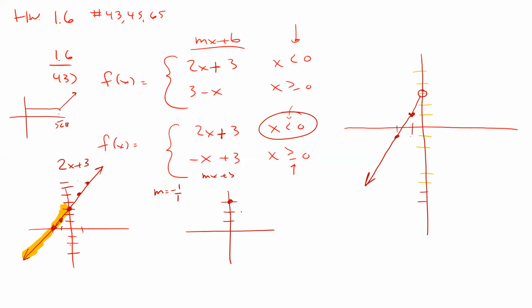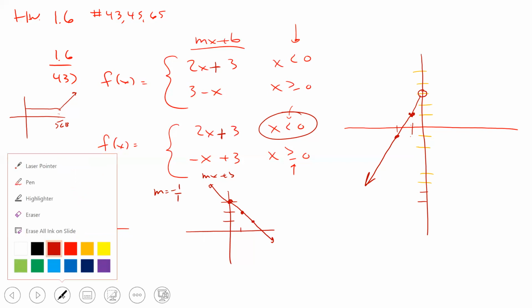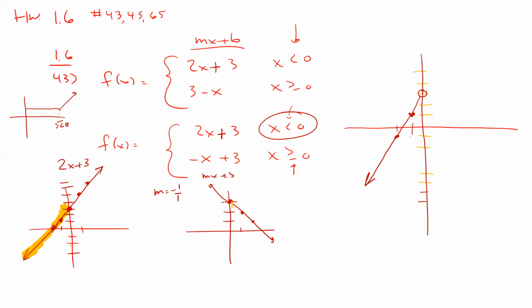I'm going to go down 1 over 1, and then down 1 over 1. And so here's my graph like this. It would have gone like this if I was just graphing -x + 3. But since I'm only using, again, here it is, jump to the highlighter pen here, I'm only using this section right here.